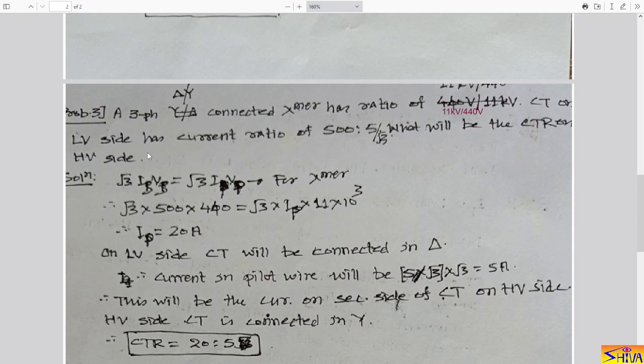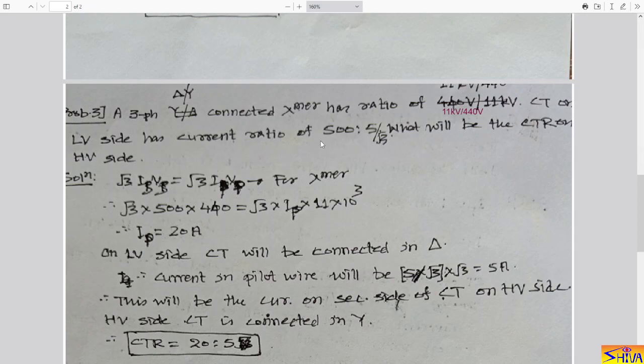Now if we compare this numerical with the previous one, here it is connected in delta-star and it is again a distribution transformer. But in this case, the power or kVA rating of the transformer is not given, but the CT ratio on the low voltage side, that means the 440 volt side, is given, that is 500 is to 5 by root 3. Now this transformer is connected in delta-star, so the CT on the high voltage side will be connected in star and on the low voltage side will be connected in delta.